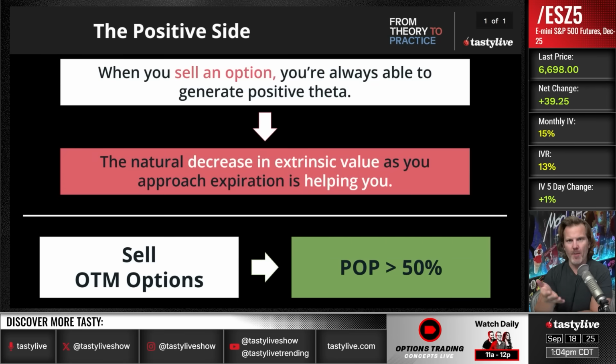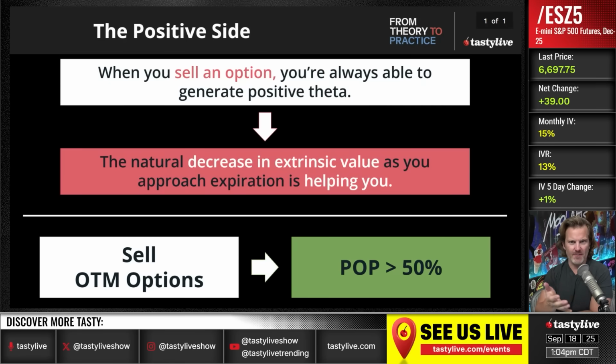So today we're going to talk about positive theta. When you sell an option, you are always able to generate positive theta. Always. Like always, always, always. Now, if you sell a spread or if you have a complicated strategy, then that may not necessarily be the case. But if I'm just talking about a very single, basic, plain vanilla Betty Crocker option, I'm selling a call, I'm selling a put, whatever, you are going to be able to generate positive theta.